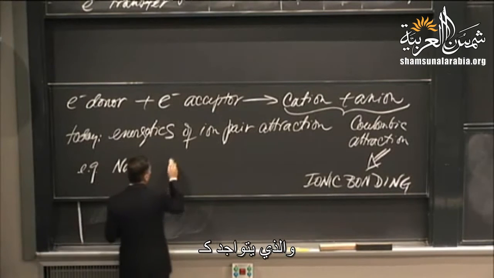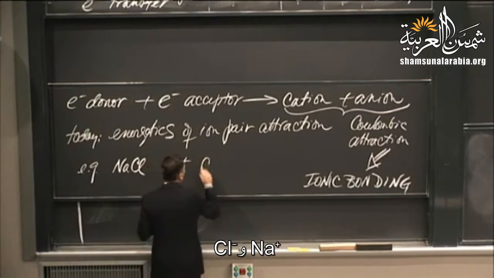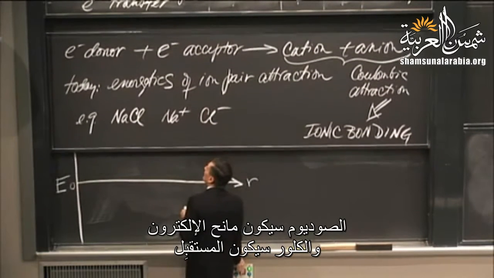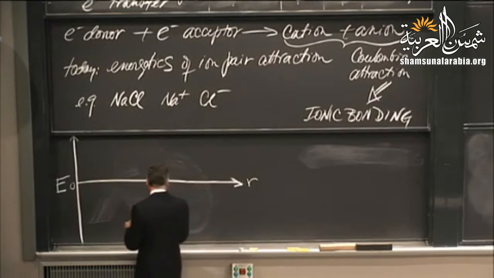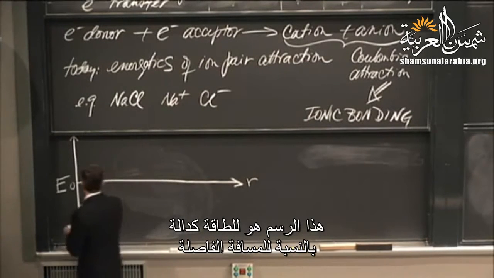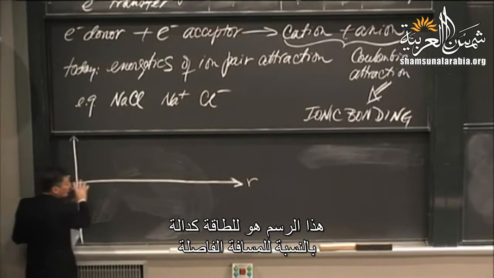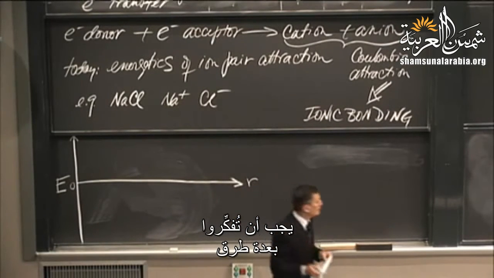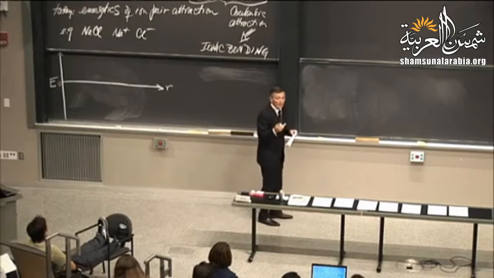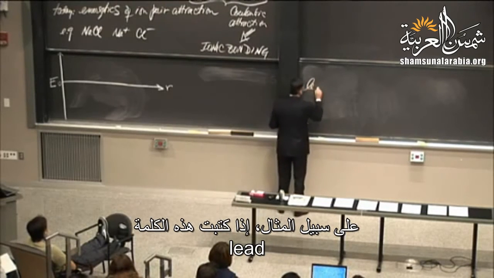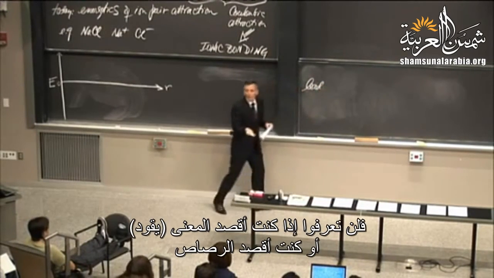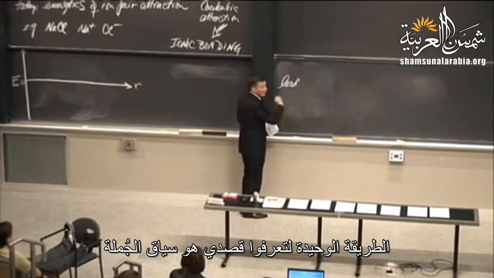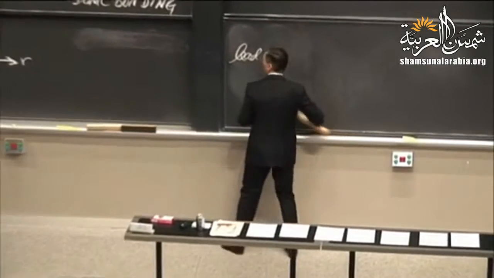Sodium chloride, which we know is going to exist as Na+ and Cl-, sodium being the electron donor and chlorine being the electron acceptor. So what I'm going to do is show you a plot of energy as a function of separation. So you're going to have to be pluralistic here in your ideas. For example, if I wrote this word by itself, you don't know if I'm saying lead or I'm talking about the metal lead. The only way you know is in context. And so you have to know in context here.